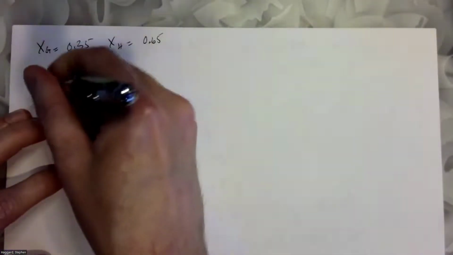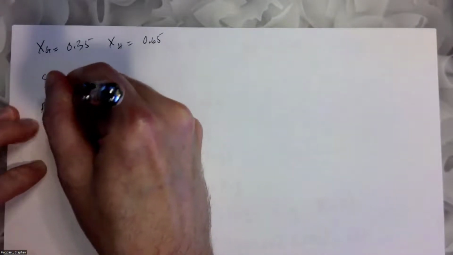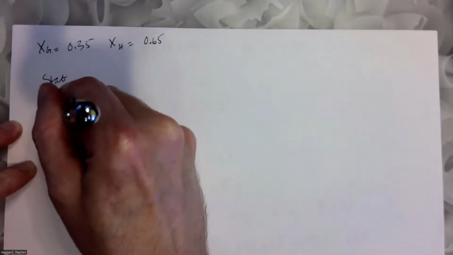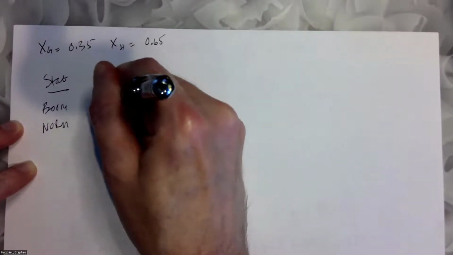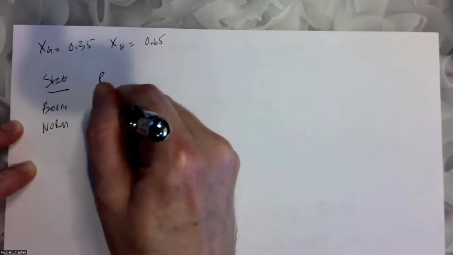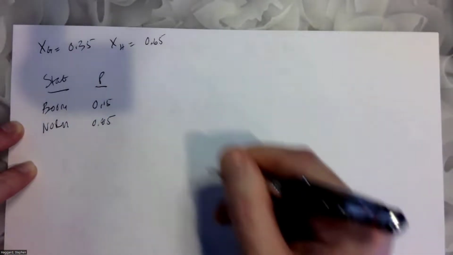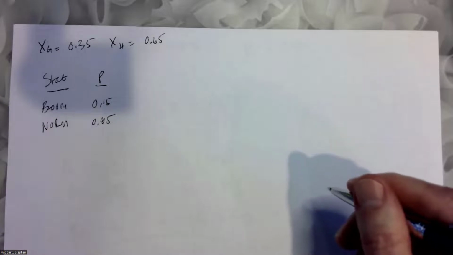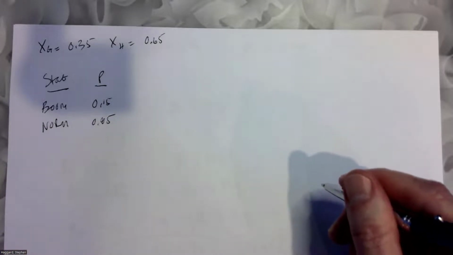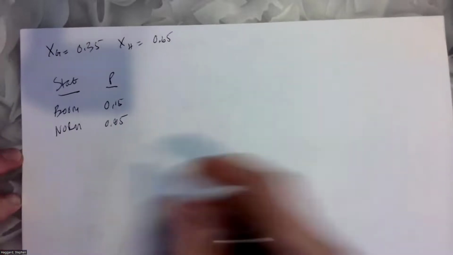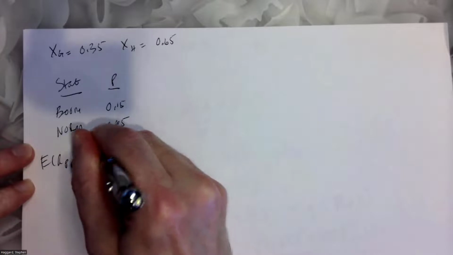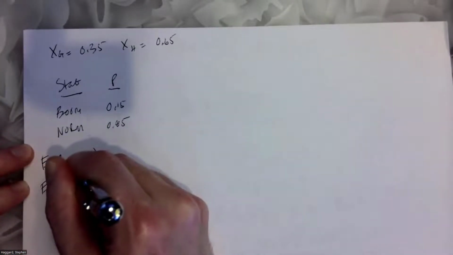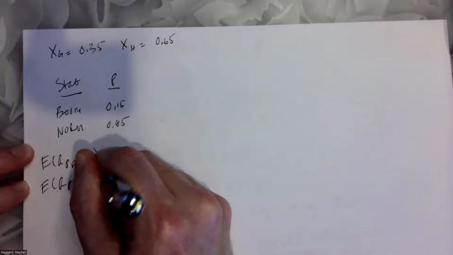So we have the state, boom and norm. We have the probability, 0.15 and 0.85. Probabilities always have to add to 1. Now, we have the returns on these stocks, so what we need to do is figure out the expected return on the portfolio in the boom, and the expected return on the portfolio in normal times.